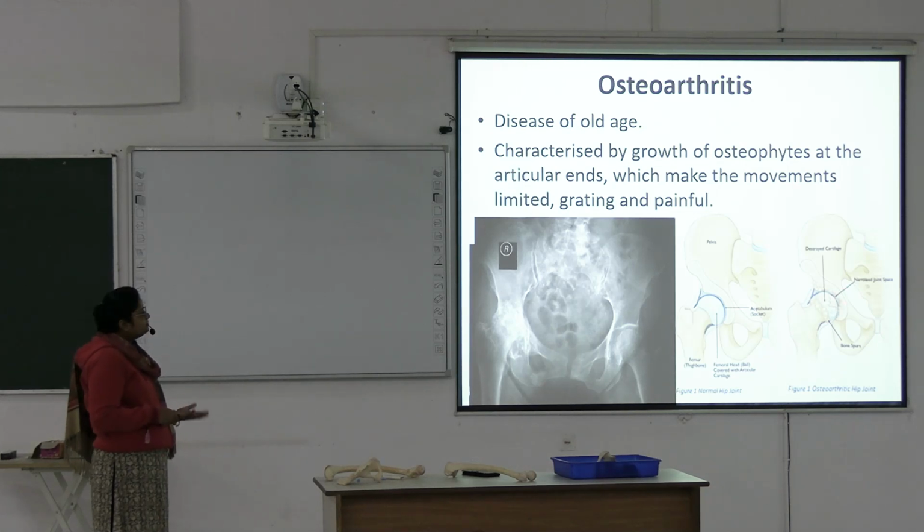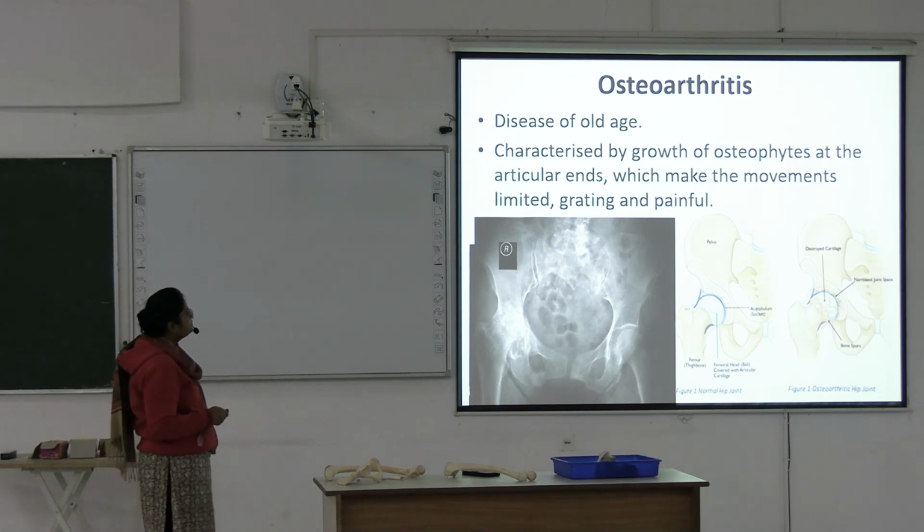Surface becomes rough. Normally it is a smooth surface and there is fluid. Here fluid is reduced, and because of growth of osteophytes, the surfaces become rough and a grating sign will be produced. Movements are limited and painful. Okay, understood? These are the features of osteoarthritis.